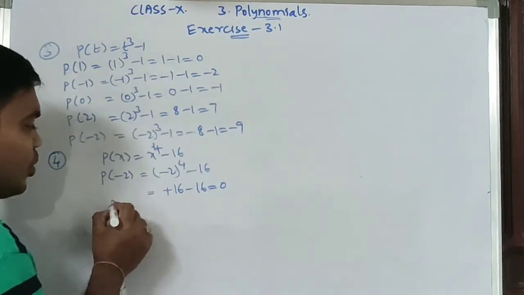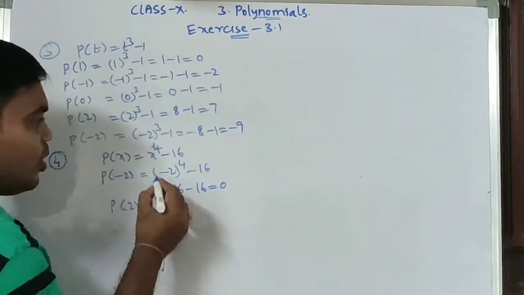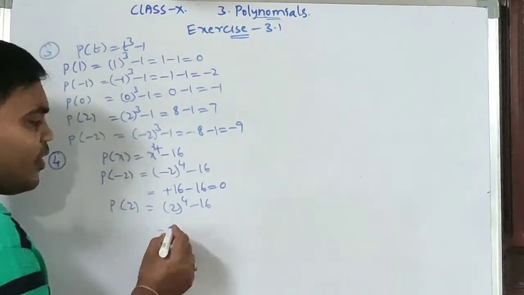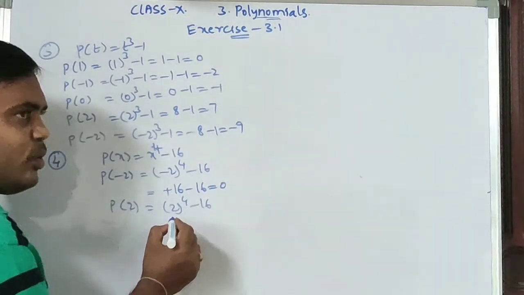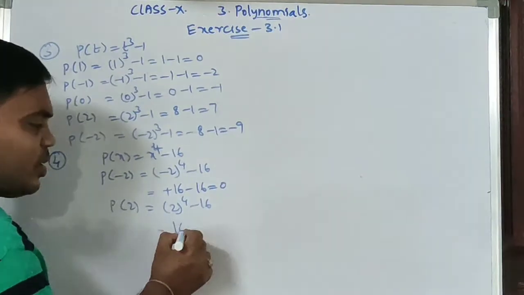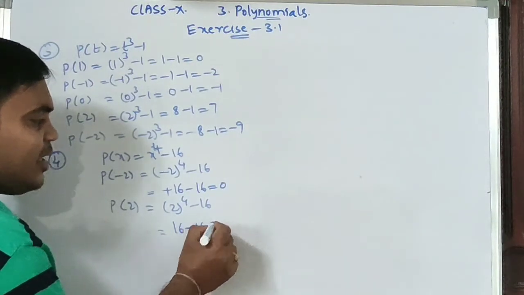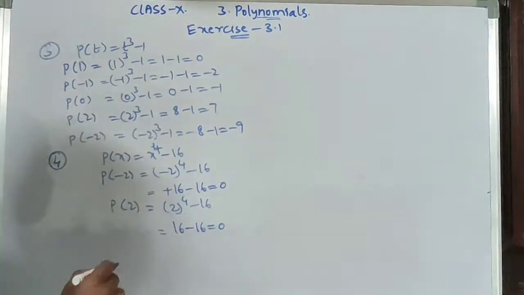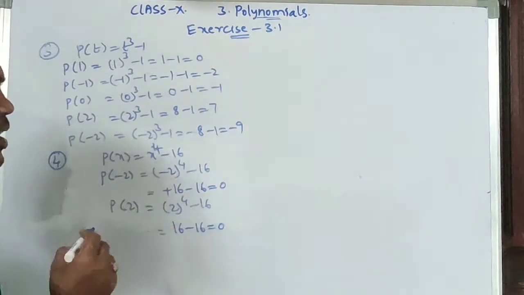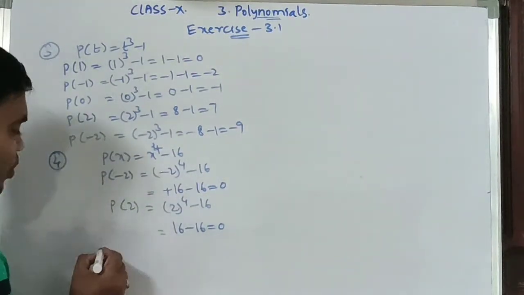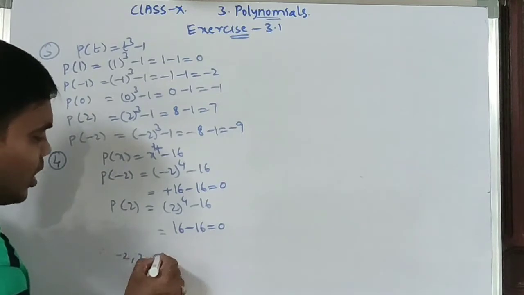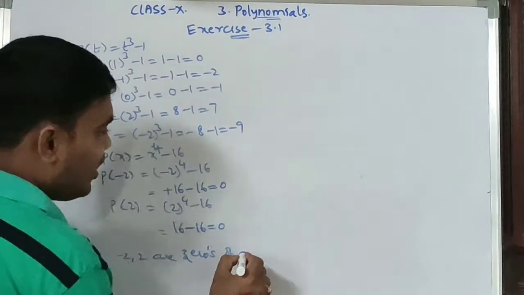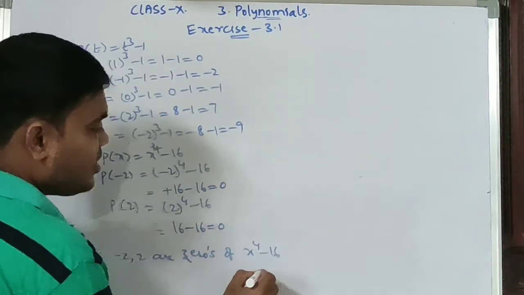Now I want to check for 2 also. P of 2 equal to, replace x with 2. 2 power 4 minus 16. 2 power 4 we already did. 2 into 2, 4, into 2, 8, into 2, 16, minus 16. 16 minus 16 equal to 0. So 2 is also satisfied. If we are substituting 2, we are getting 0, so therefore minus 2, 2 are zeros of polynomial x power 4 minus 16.